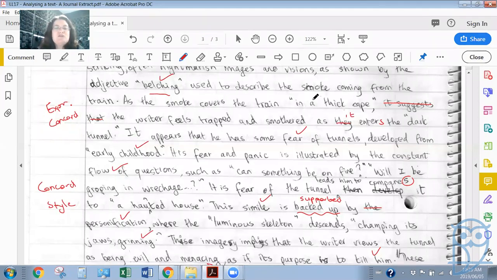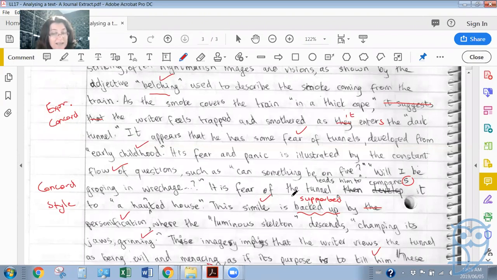So as the smoke covers the train in a thick cape, the writer feels trapped and smothered as it enters the dark tunnel. It appears that he has some fear of tunnels, developed from early childhood. It is fear and panic. His fear and panic is illustrated by the constant flow of questions, such as, "Can something be on fire? Will I be groping in wreckage?" Full stop. It is fear of the tunnel, which leads him to compare it to a haunted house.